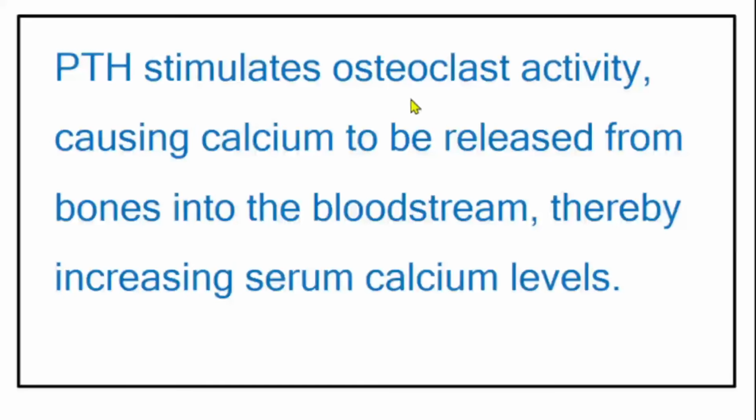Parathyroid hormone stimulates osteoclast activity, causing calcium to be released from bones into the bloodstream, thereby increasing serum calcium level. If there is low calcium, the body will stimulate parathyroid hormone production, which increases osteoclast activity. Then the bone releases calcium, which increases the serum calcium level.